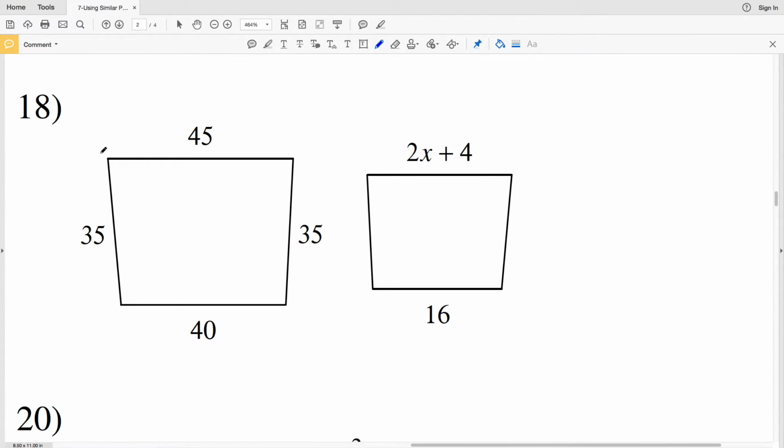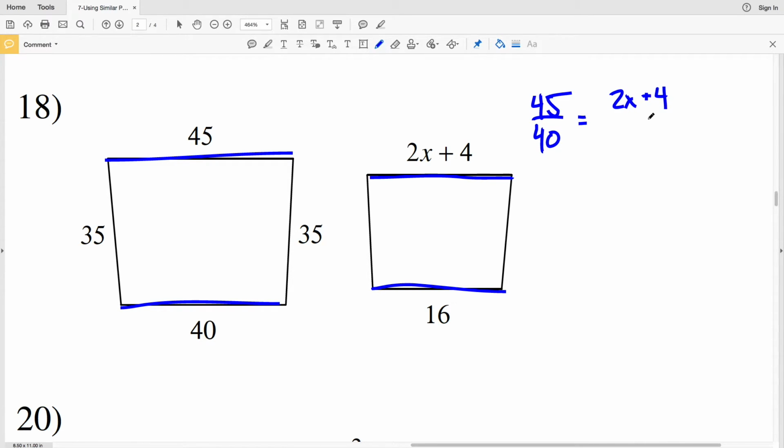And number 18, this larger base corresponds with my expression that has the x. And this smaller base 40 corresponds to 16. So I'll do my larger base over my smaller base equal to the larger base in my second figure over the smaller base in that same figure. 45 times 16 will equal 40 times 2x plus 4.